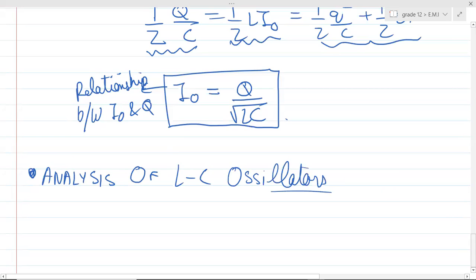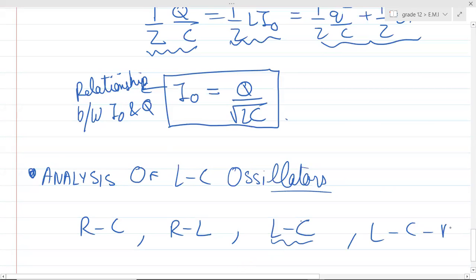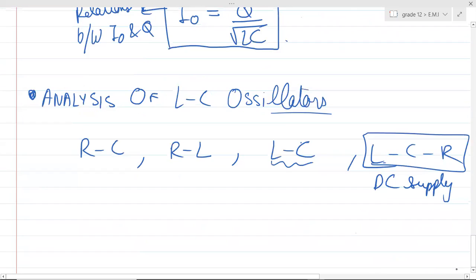Because no one asked me this particular thing. Sir, you taught us RC, you taught us RL, but what about LC? Nobody asked this, no? And what about LCR? LCR is out of the syllabus. LCR with DC supply is out of syllabus of JEE as well. LCR with AC supply is there. Alternating current supply is there. Okay, so this is out of the syllabus, but ये पढ़ा दिया, उसके बाद अब ये पढ़ा रहे.